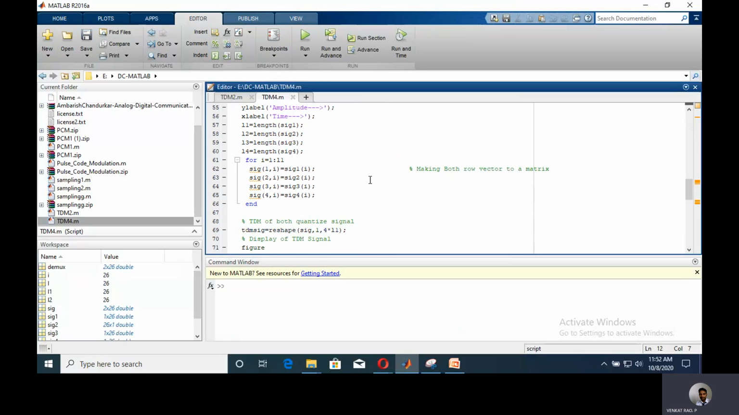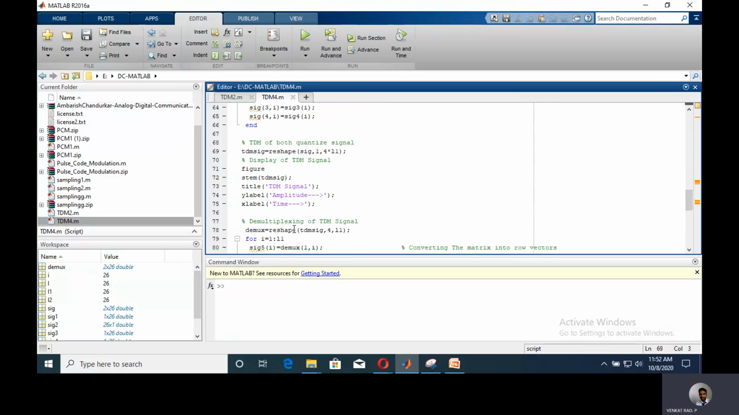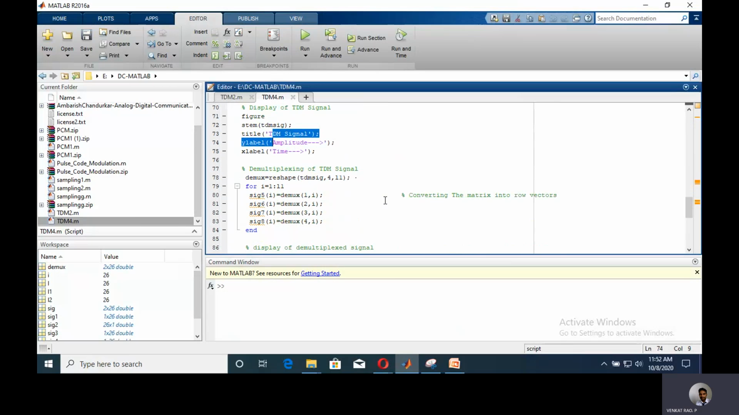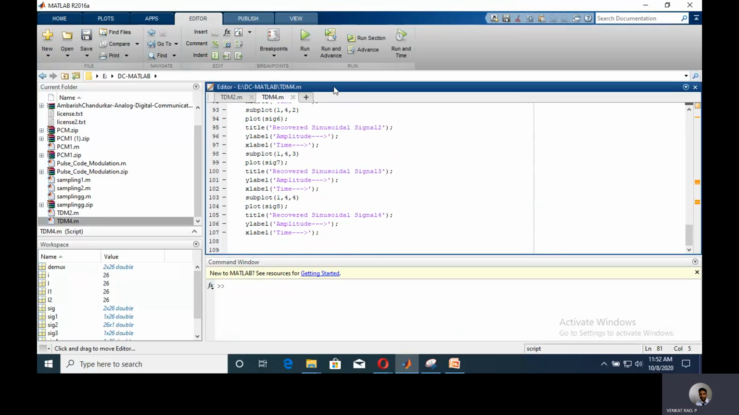After sampling, I am going to multiplex. Before multiplexing, we must convert all these signal vectors into a single matrix. Based on that matrix, we reshape it into a single waveform and display that waveform as a TDM signal. And for demultiplexing, we again recover this matrix into single vectors, where each vector contains a demultiplexed signal. So I display the demultiplexed signals directly.